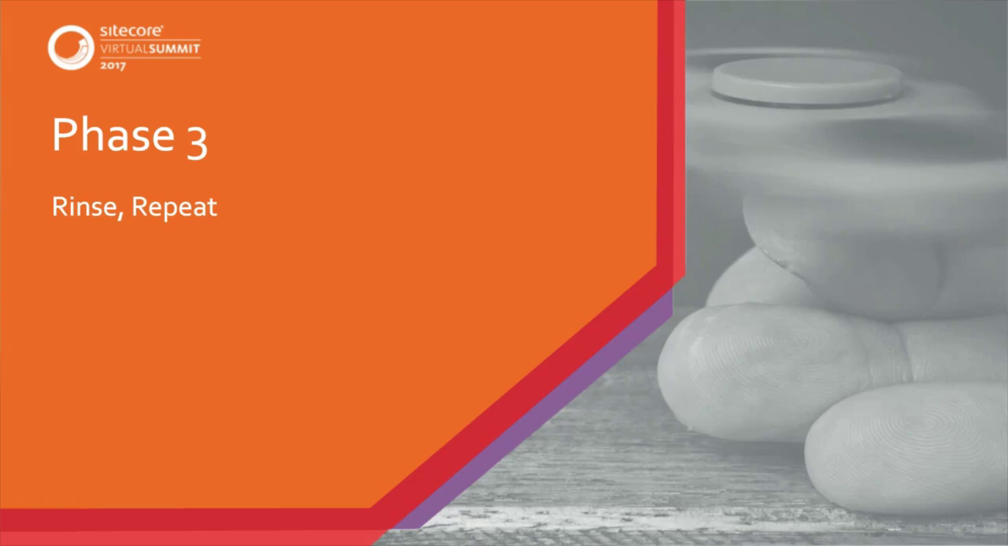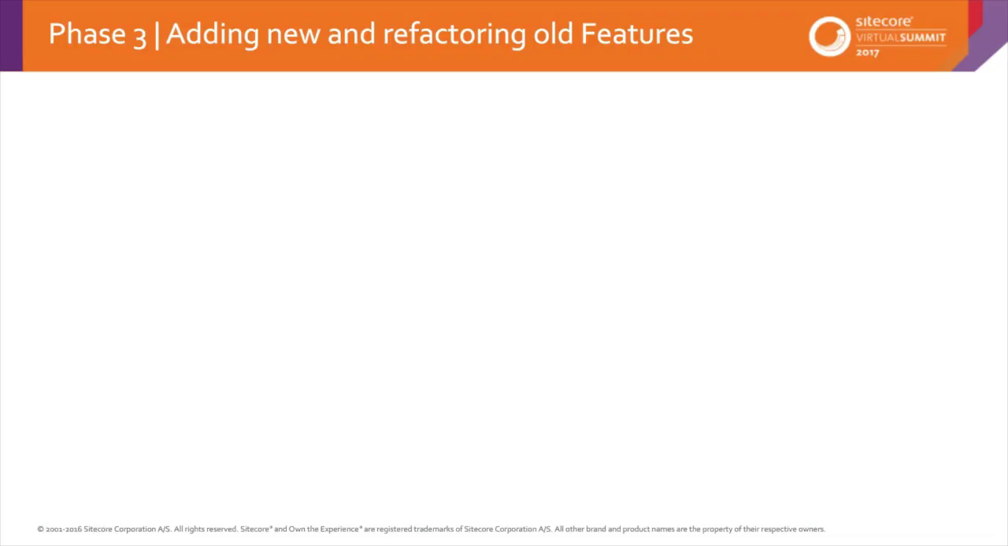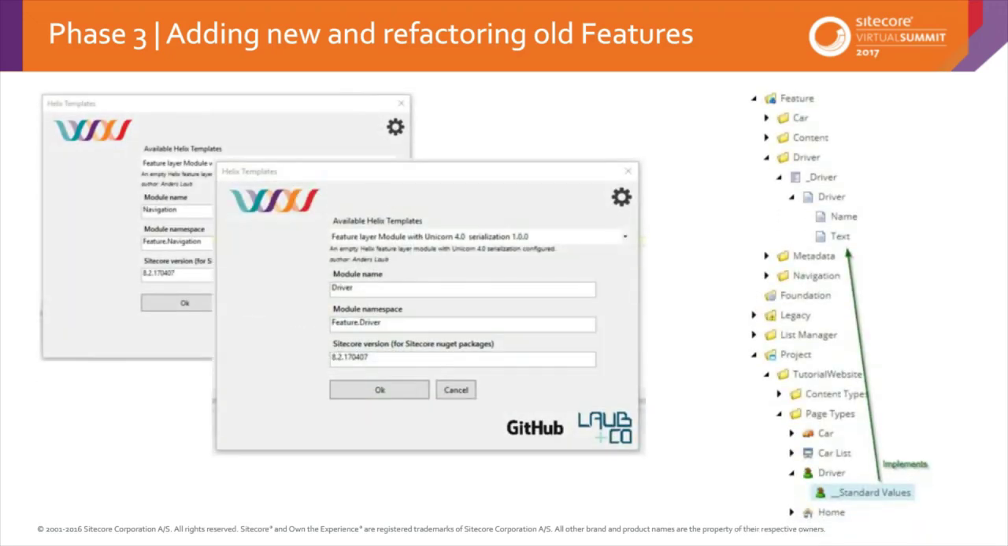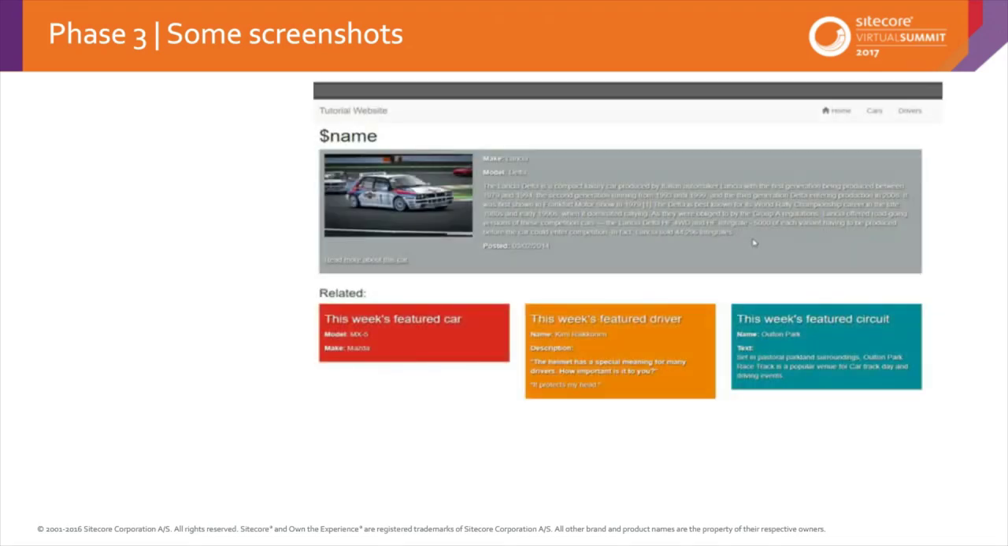Phase 3, rinse, repeat. Keep doing the same. I added a navigation feature. I extracted a driver responsibility from the old code. I also implemented some list pages. You can see the navigation up here. We now have a static navigation up here, home, cars, drivers. I made a list page.